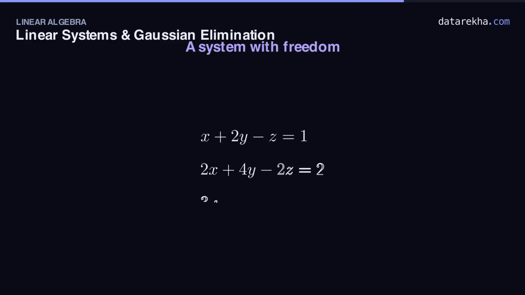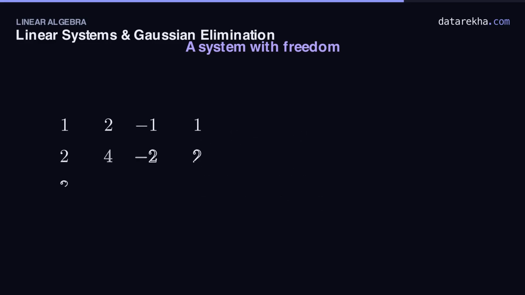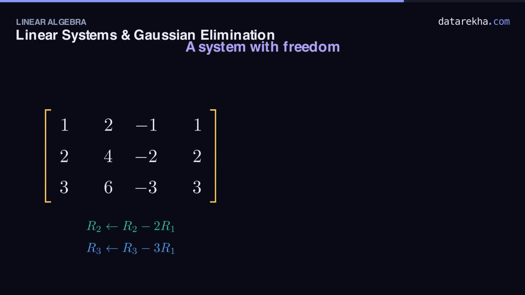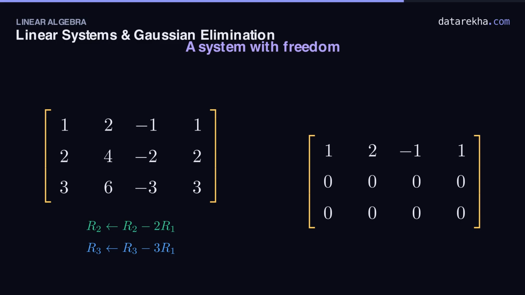Now freedom in 3 variables? Look closely. The second equation is double the first. The third is triple it. They only look like 3 different constraints. Clear column 1. Subtract 2 times row 1 from row 2, 3 times row 1 from row 3. Both rows collapse entirely to zeros. Even on the right, 2 whole rows became 0 equals 0.